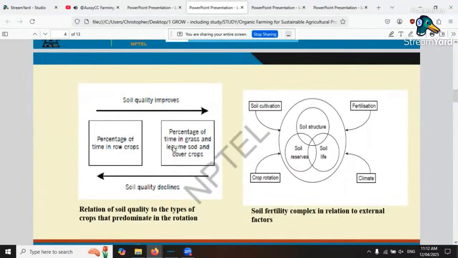And how do you rotate them? Require quality input. Soil fertility complex in relation to external factors.